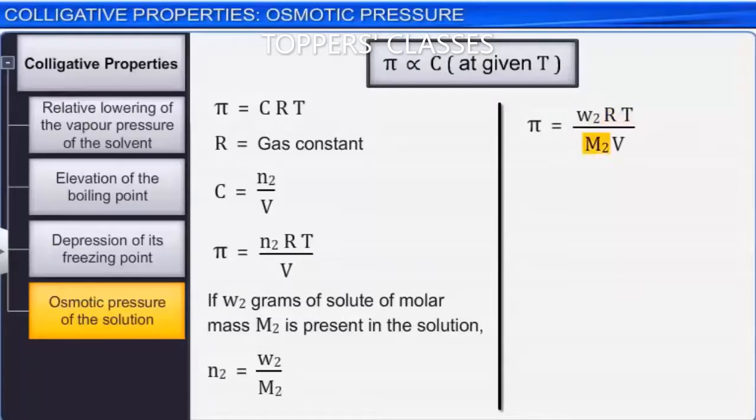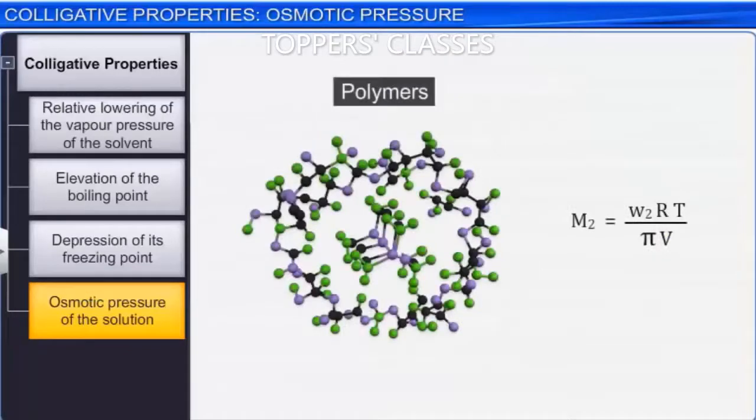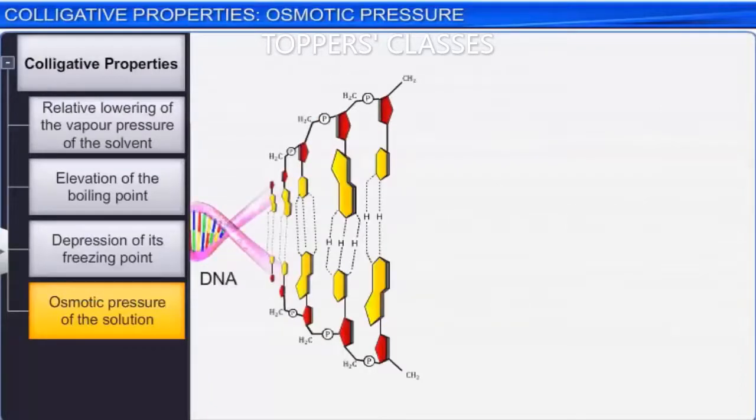Rearranging the equation for M2, we get M2 is equal to W2 multiplied by R multiplied by T divided by pi multiplied by V. This method of measurement of osmotic pressure is widely used to determine the molar masses of polymers and macromolecules, especially biomolecules, as they are generally unstable at higher temperatures and decompose before their boiling point is reached.